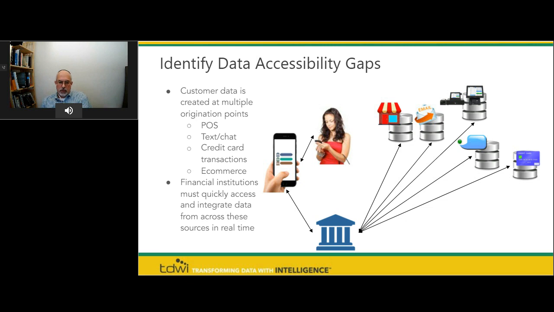It's created at the point of sale. It's created through the texting and chatting. It's created through the process of executing the credit card transaction, and any kind of e-commerce interaction that an individual has with a retail organization. All of that creates customer data.